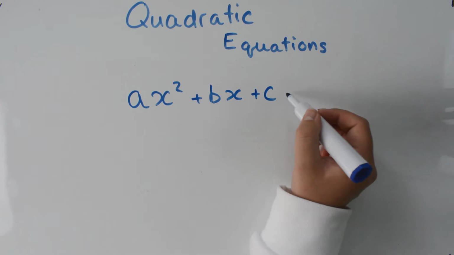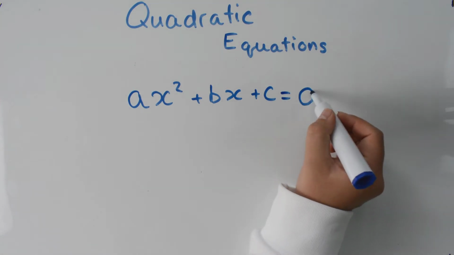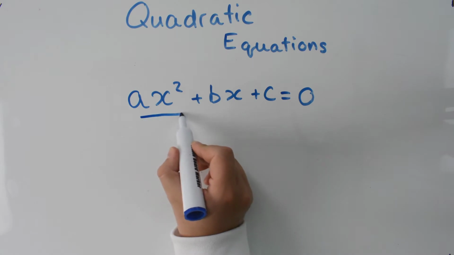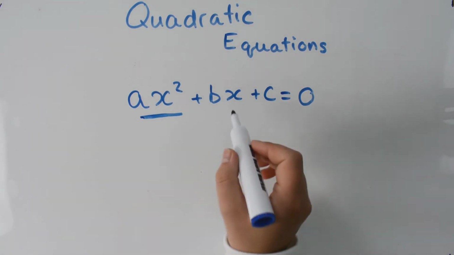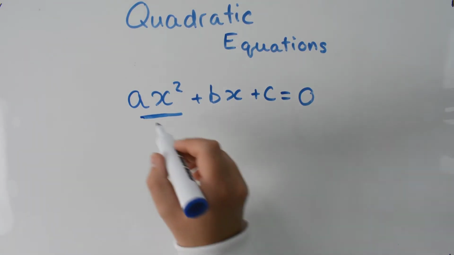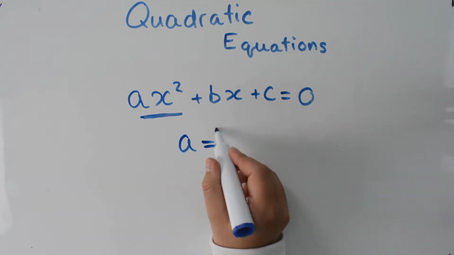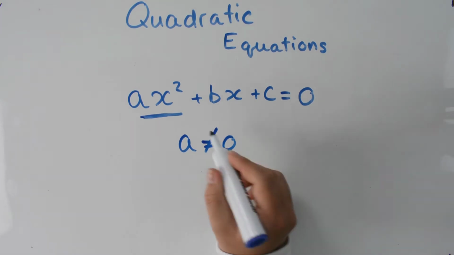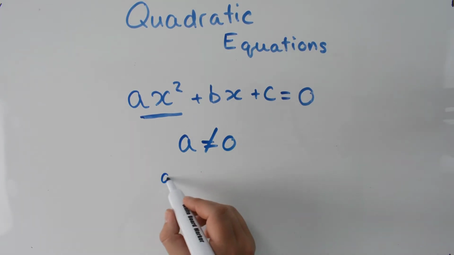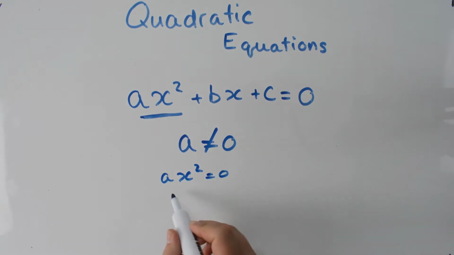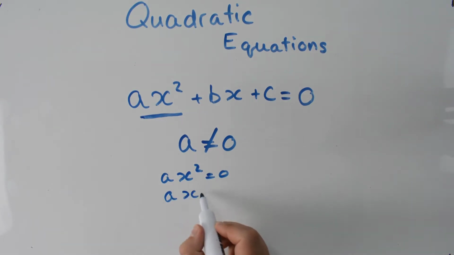As you can see, it's ax squared plus bx plus c equals 0. Okay, so why it is called quadratic is because the highest order of the unknown, in which case it's x, is 2. Okay, there is no x cubed or x to the power of 4, so that's called quadratic. If it's less than x squared, then it becomes linear.